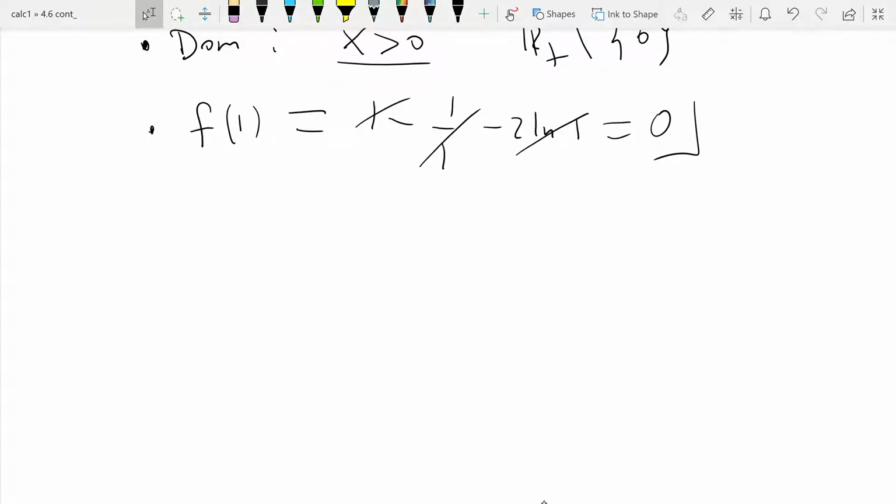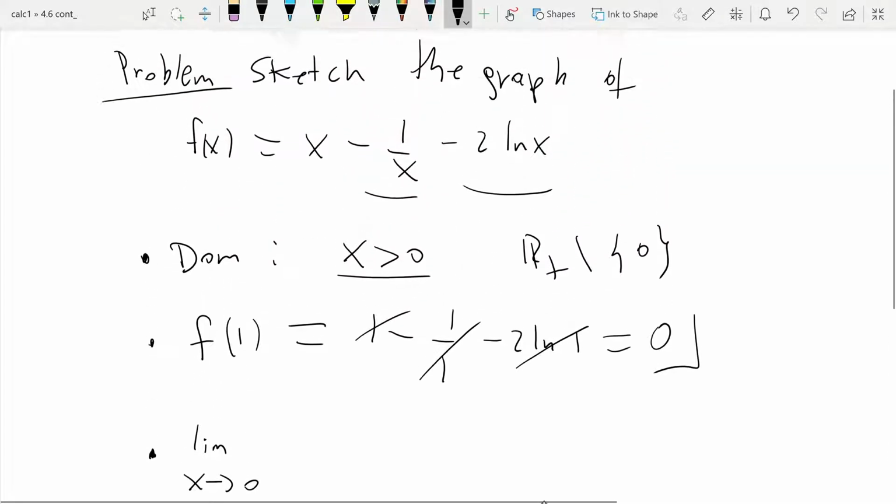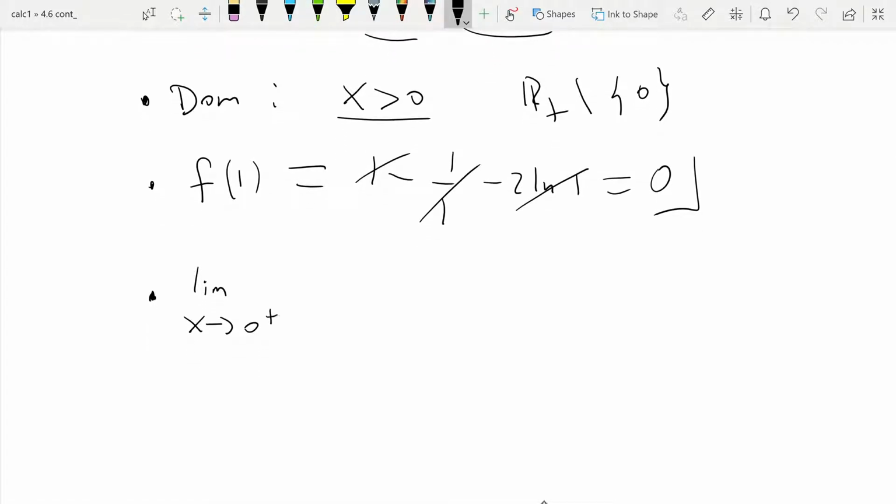Now that we have a point, this function is defined in an open interval, so we reach an endpoint. We need to analyze the behavior as you approach that endpoint. So what happens when we approach 0? The function is defined only when x is positive, so the only thing that makes sense here, to possibly detect vertical asymptotes, is to take the limit when x approaches 0 from the right. So this is what we have.